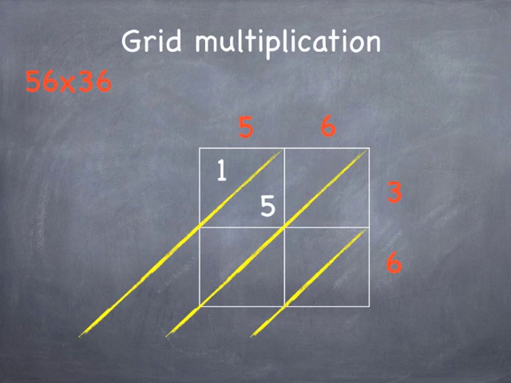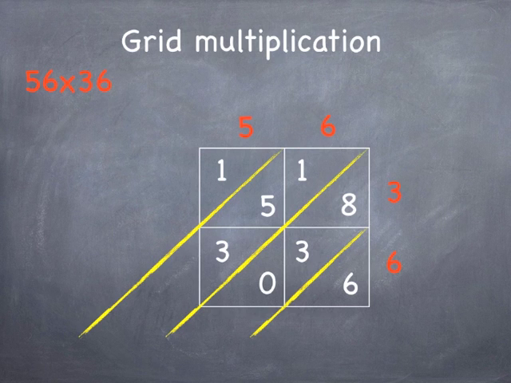Next, 6 times 3 is 18. I put the 1 here and the 8 here. Then 5 times 6 is 30. And finally 6 times 6 is 36. And now I simply add along the diagonals and write the answers along the bottom.